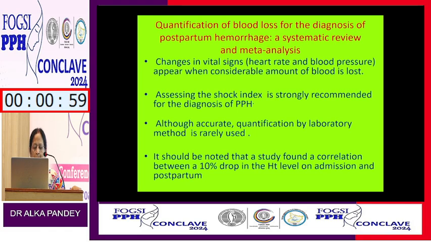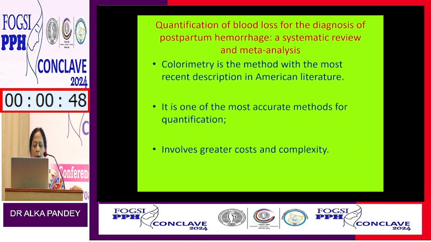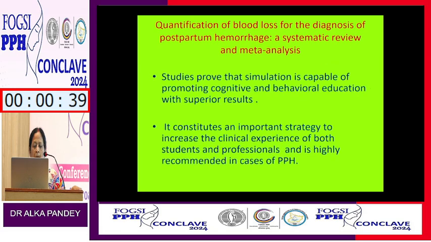Accurate quantification by lab method is rarely used, although it should be noted that a study found a correlation between a 10% drop in the hematocrit level between admission and postpartum. Colorimetry is the method with the most recent description in the literature. It is one of the most accurate methods of quantification. It involves greater cost and complexity. Studies prove that simulation is capable of promoting cognitive and behavioral education with superior results, and it constitutes an important strategy to increase the clinical experience of both students and professionals, and is highly recommended in cases of PPH.